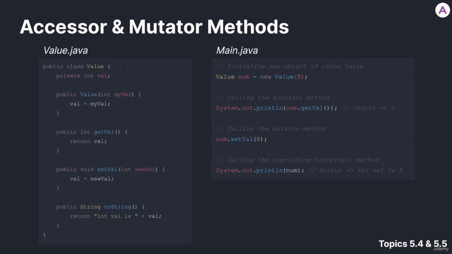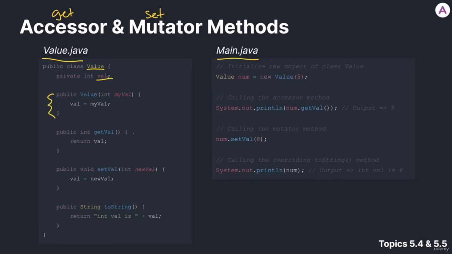Now let's cover accessor and mutator methods, also known as get and set methods. Here we have two files. One is a value.java file and one is a main.java file. We can see that in the value.java file we of course have a value class, and we have one variable that we're initializing. It's a private integer called val.